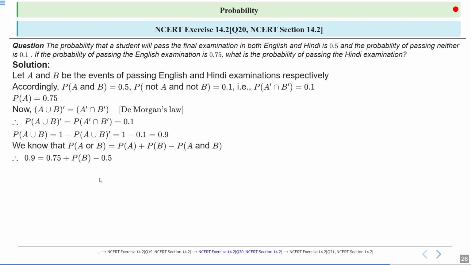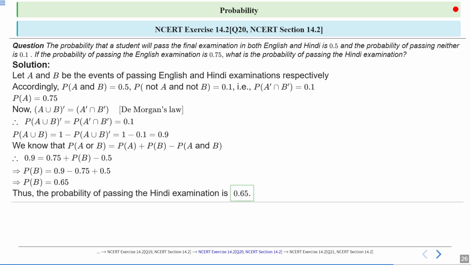And from here we will obtain the value of probability of B. So probability of B is equal to 0.9 minus 0.75 plus 0.5. Now calculate it, and you will obtain probability of B equal to 0.65. Thus the probability of passing the Hindi examination is 0.65. So our answer will be 0.65. I hope it is clear to you. So now let us move to the next question.